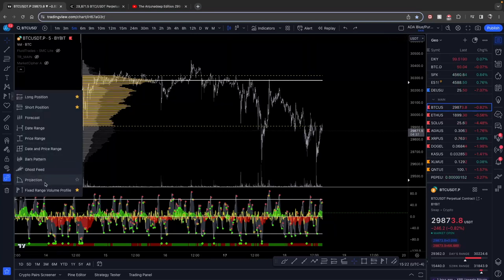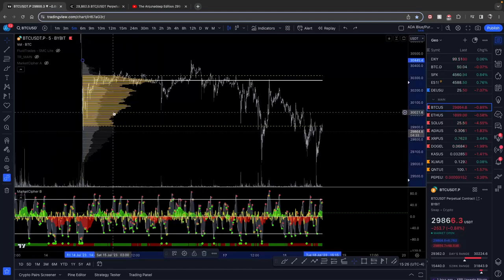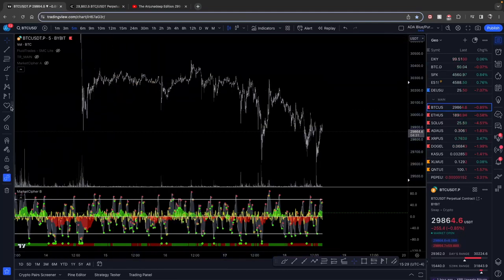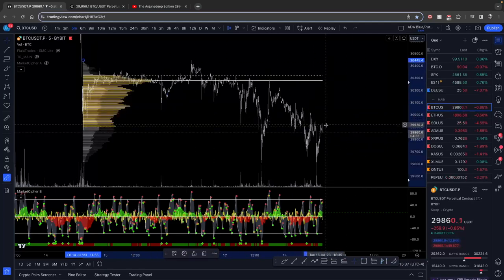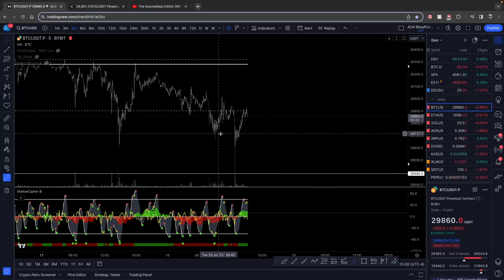You click the little arrow and you go fixed range volume profile, and then you drag it across the range that you're in. So let's say I was going to redo it. You take it from here, like price dipped. I don't include the dip. This is our range, right? And then you can scalp based on that right now, along with your levels.